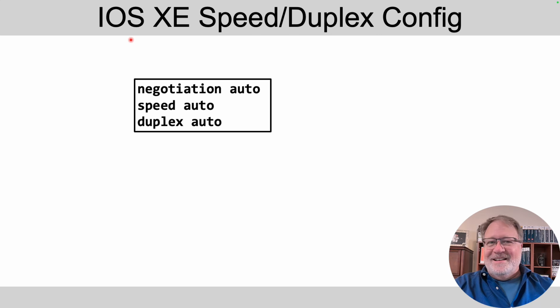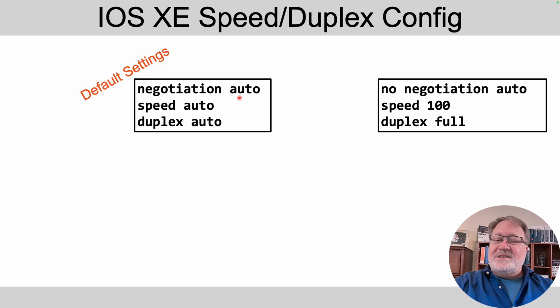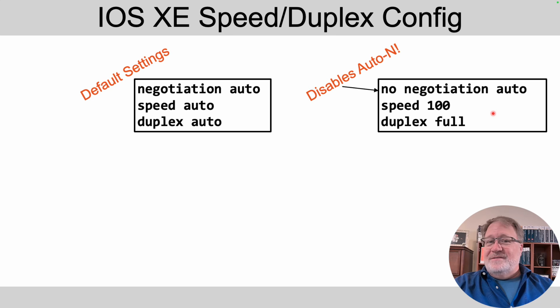iOS XE configures a little differently. So the defaults are speed auto, duplex auto, along with this command unique to iOS XE, negotiation auto, and this one explicitly says we're using auto negotiation. Now you can reconfigure, but if you want to set speed to a particular number or duplex to full or half, you must first use this command, no negotiation auto. That command disables auto negotiation. Basically, XE won't let you set the speed or duplex until you turn off auto negotiation.